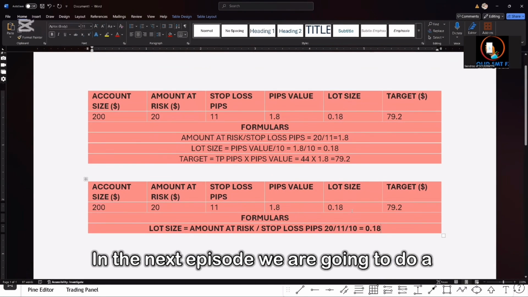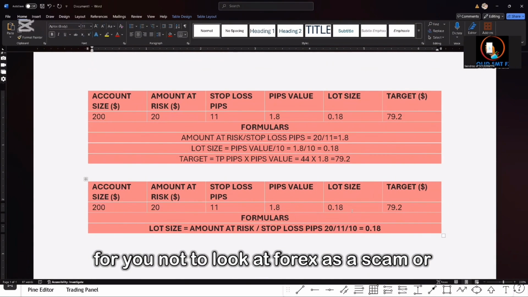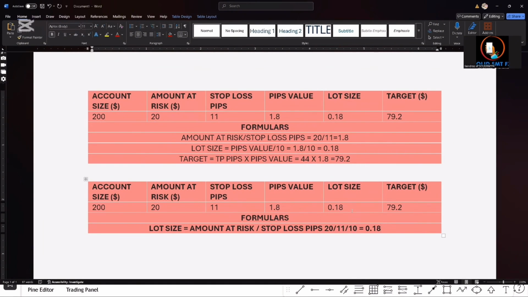In the next episode, we are going to do a trading plan, and it is advisable as a forex trader for you not to look at forex as a scam or trade forex like a gambler. You must apply this risk management and trading plan.